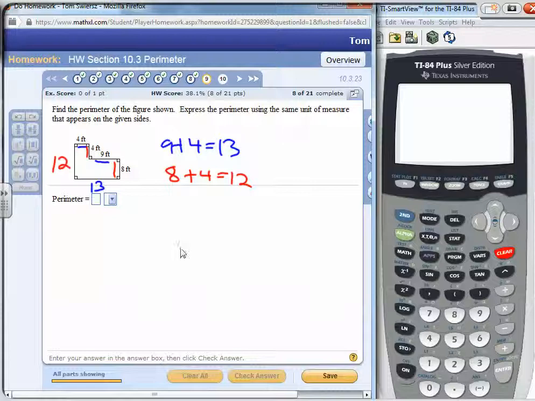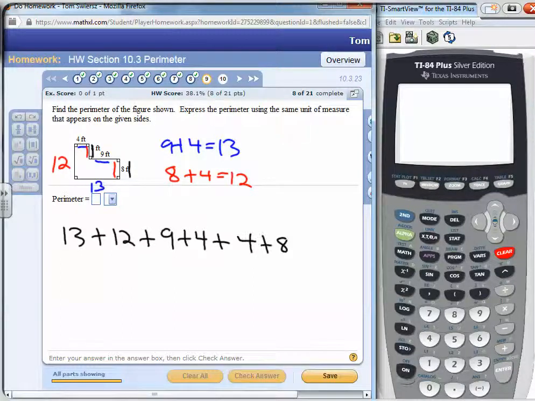So notice again, we've got one side is 13, one side is 12. Again, the 9 plus 4 you could just say is 13, or just put 9 plus 4. And then the other one is what? The 4 plus 8, right? 4 plus 8 gives us the 12, right? So again, this is going to be 13, this is going to be 12, right? So 13 plus 12 plus 13 plus 12.